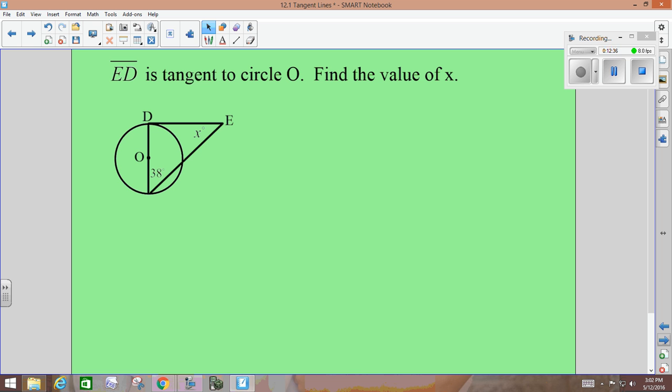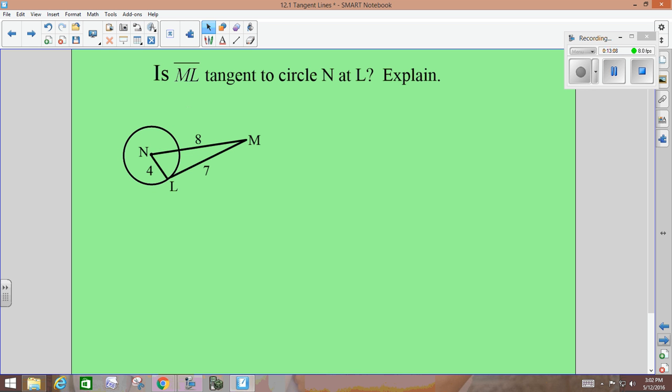Spencer, this one's not on your note packet. It says ED is tangent to circle O. Find the value of X. Tell me what I should do, Spence. Why can I put a 90 degree at D? Good, because it's tangent to the circle. So then what do I have to do, Spencer, to find X? Good job. Excellent.